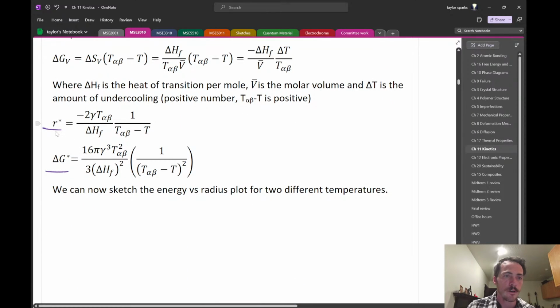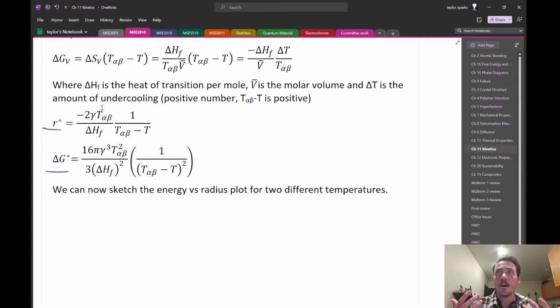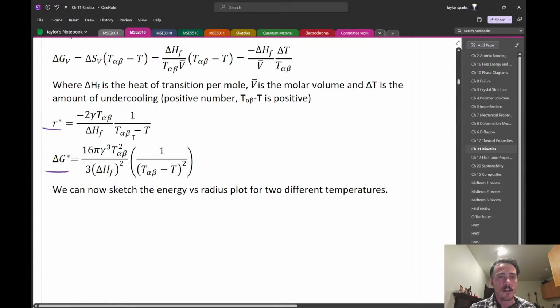You've got the equation for r star, for delta G star, written in terms of materials properties. So for example, 2 times gamma. Gamma is our surface free energy. T alpha beta is the temperature from a thermodynamic standpoint where you would expect the transformation to take place. If this was ice forming in water, assuming no salt or anything else, then we know that happens at 0 degrees Celsius, right? When you bring water down below 0 Celsius, technically it wants to turn into a solid. But we're going to go below that because you have to account for the surface energy. So this second part accounts for that.